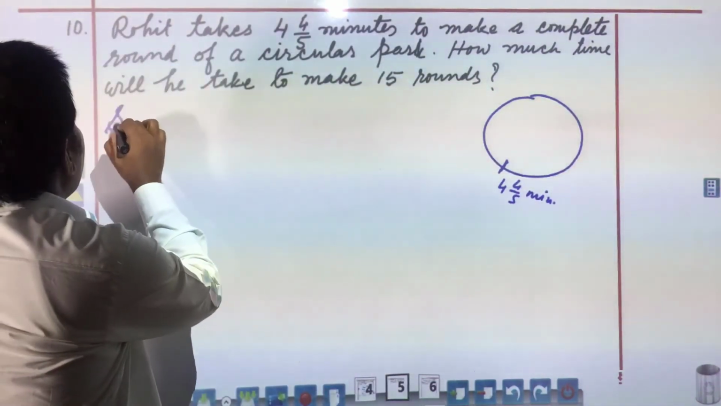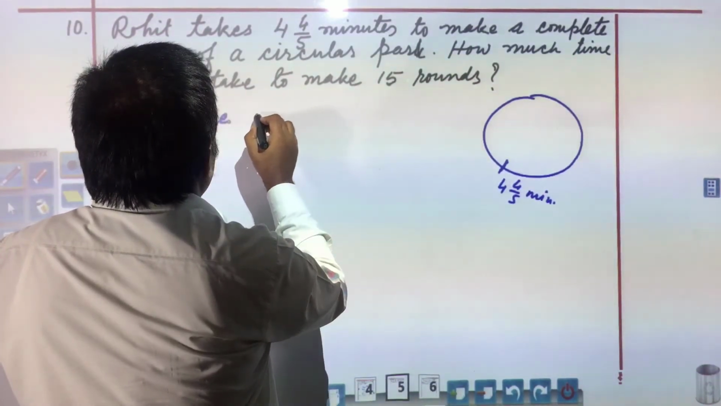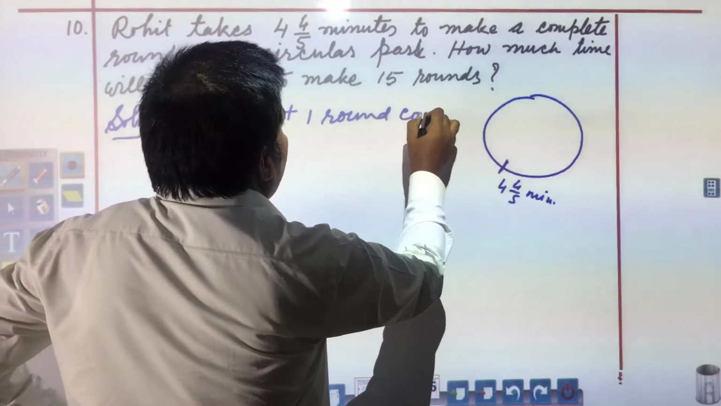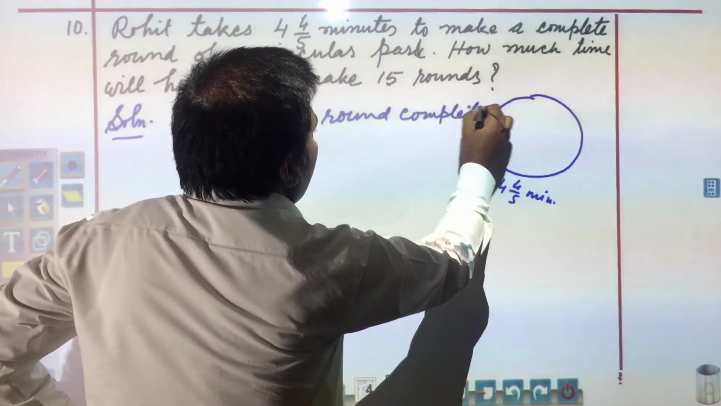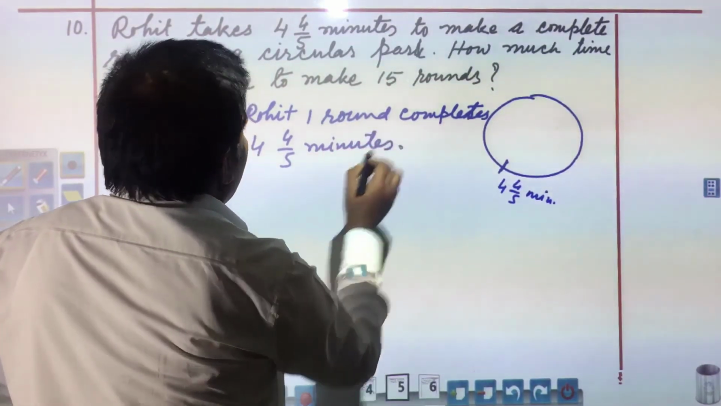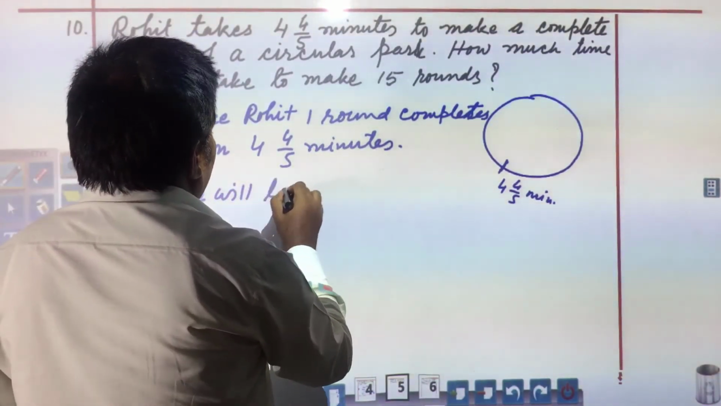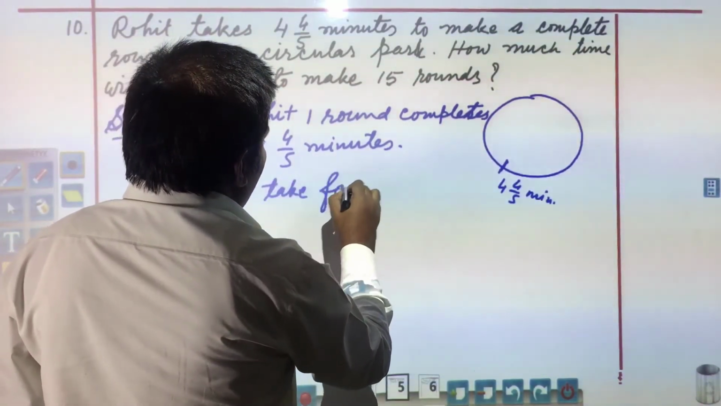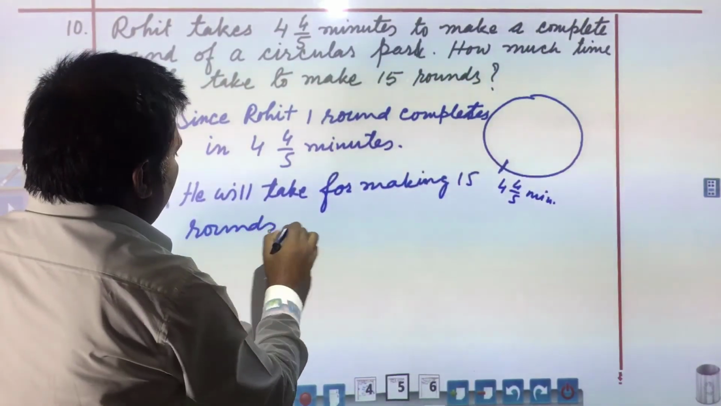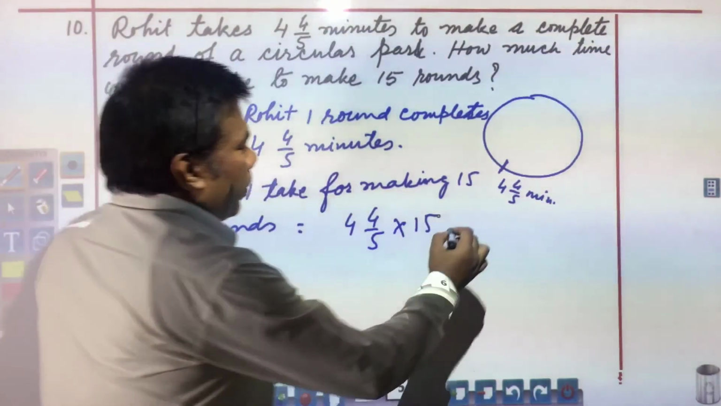So, how will you solve? You see, since Rohit completes one round in 4 whole 4 by 5 minutes, therefore, for making 15 rounds he will take how much time? 4 whole 4 by 5 into 15, this much minutes.